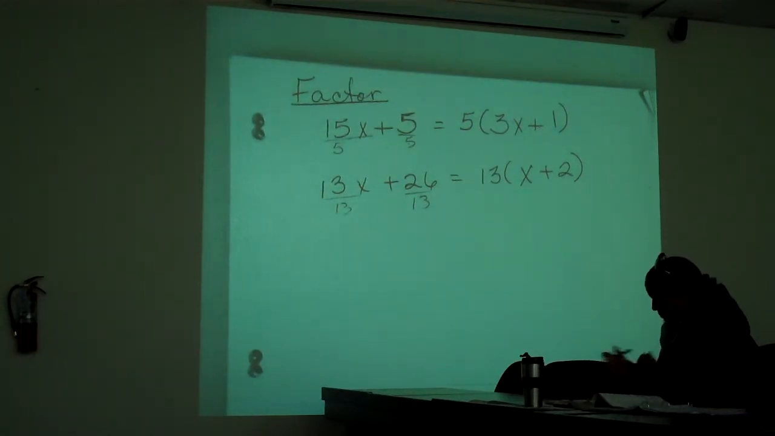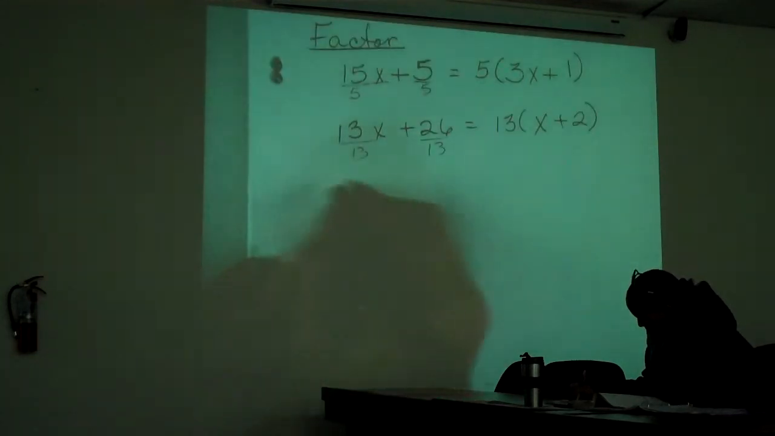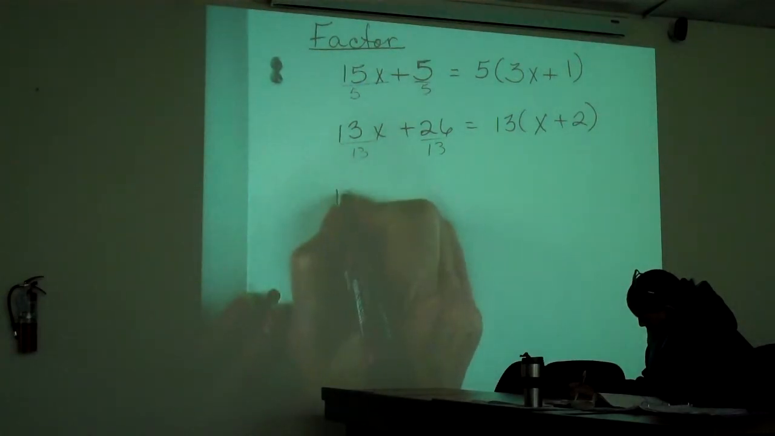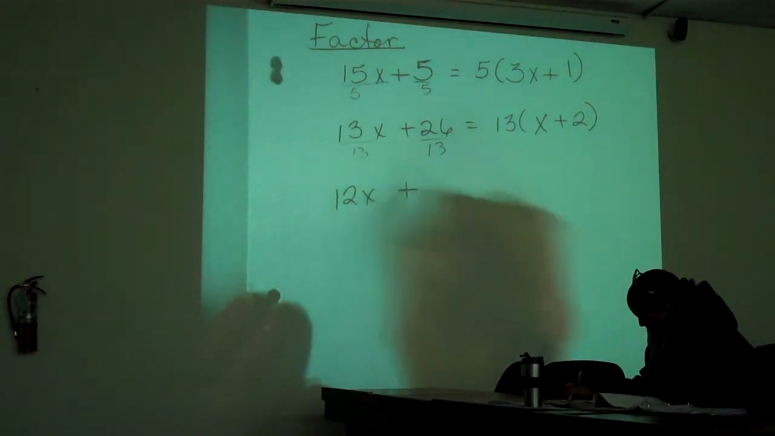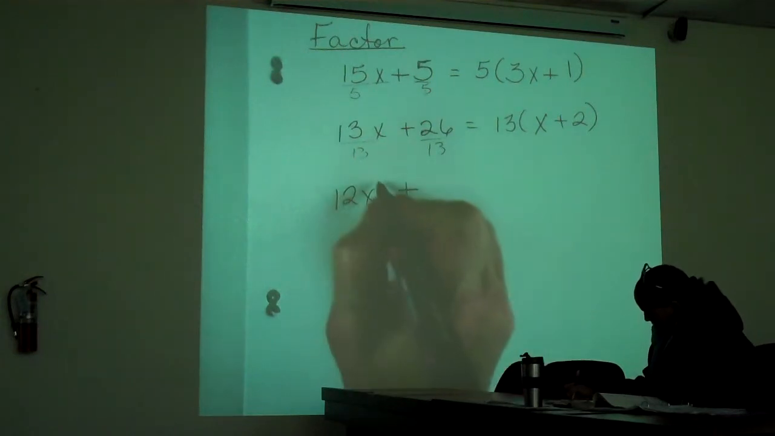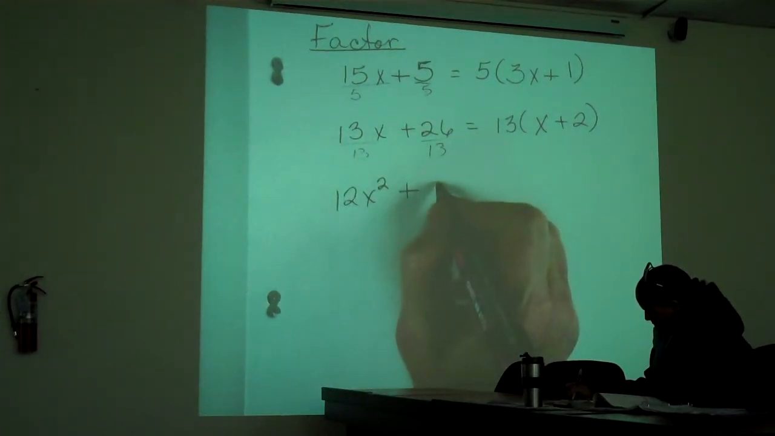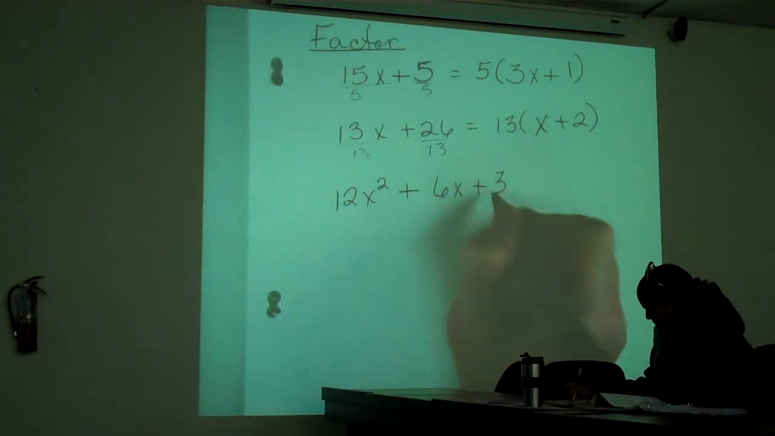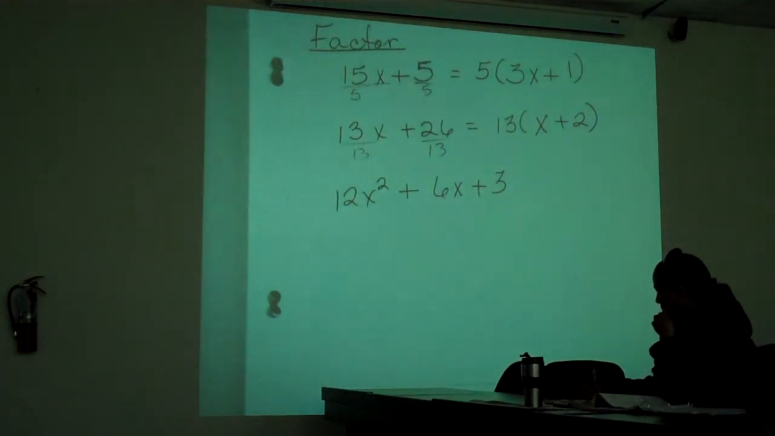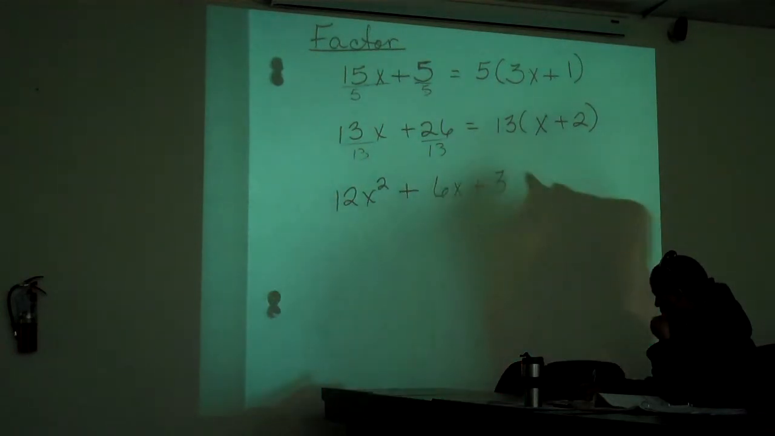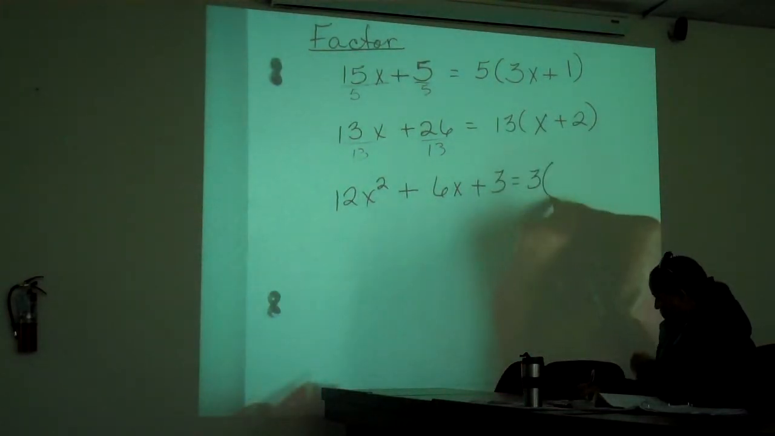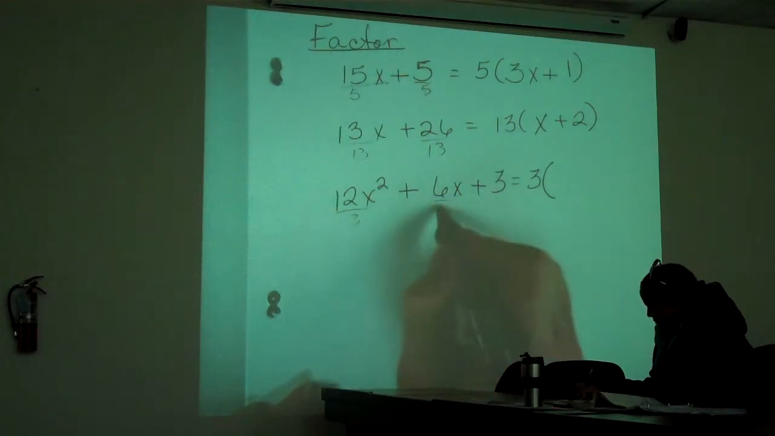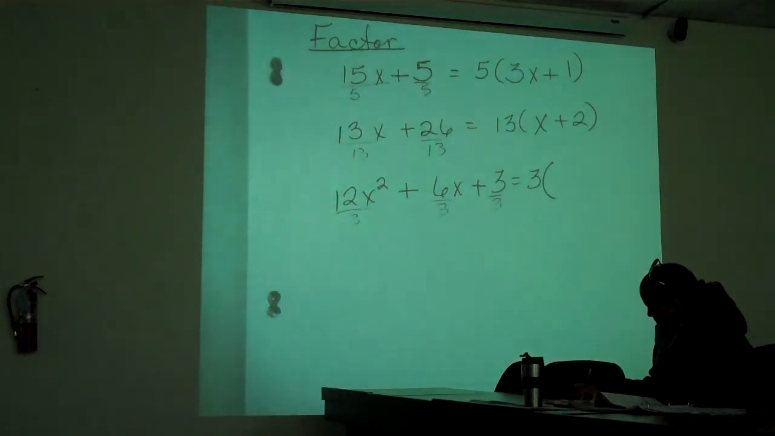You could do it if there's 3 or 4 things too, as long as they all have that same thing in common. Let's say you have 12x squared plus 6x plus 3. What do all 3 of those have in common? The 3. Okay, so you put the 3 on the outside. You're going to divide each one of these by 3 to get what goes inside.